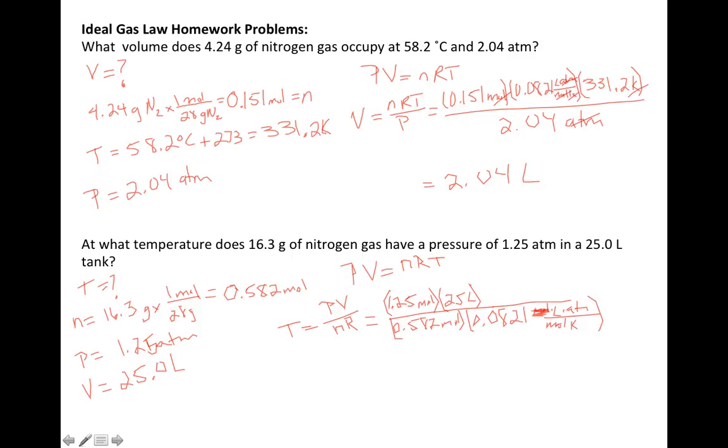Okay, and then our mole will cancel out mole. Liters will cancel out liters. This unit's supposed to be atmospheres. Hopefully you caught that mistake. Then moles cancel moles, and we end up with kelvins, which is all we get. And when we do that math, we end up with 654 kelvins.